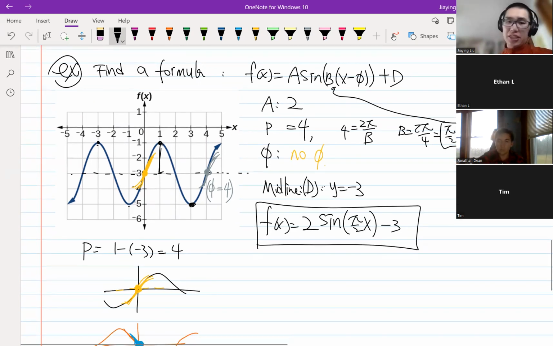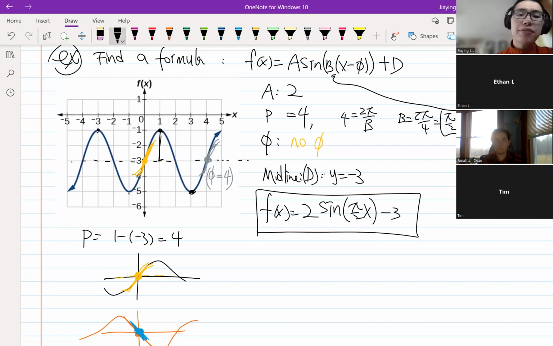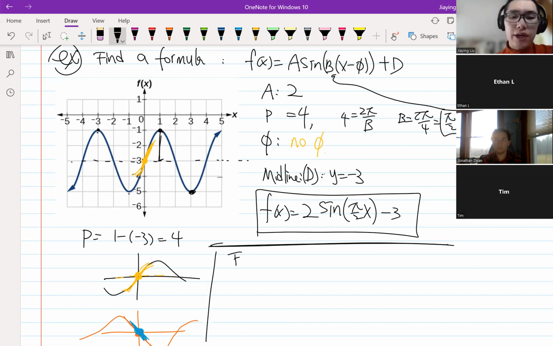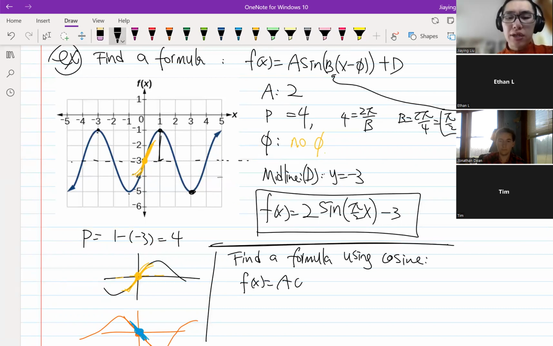The next thing I want to do is take the same graph, but I want to practice finding the formula using cosine. It's the same graph, but we can use sine, cosine, negative sine, negative cosine. So the next part of what I want to do is find a formula using the cosine function. So that's just going to be f of x equals a cosine, and everything is the same in the general formula, b parentheses x minus phi plus d.